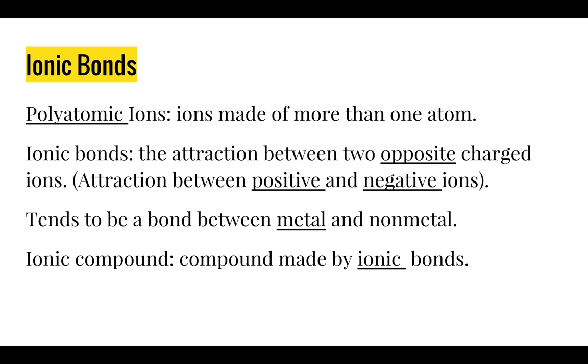Ionic bonds can involve polyatomic ions, which are ions made of more than one atom. Ionic bonds are the attraction between two oppositely charged ions, or an attraction between a positive and a negative ion. It tends to bond between a metal and a nonmetal. And ionic compounds are compounds made by ionic bonds.